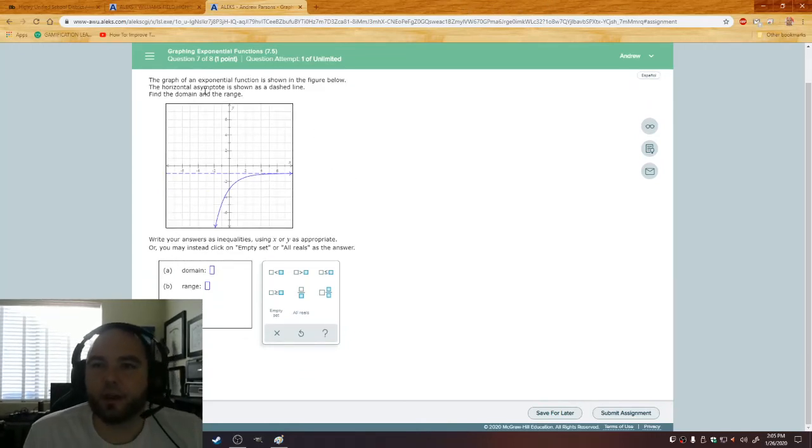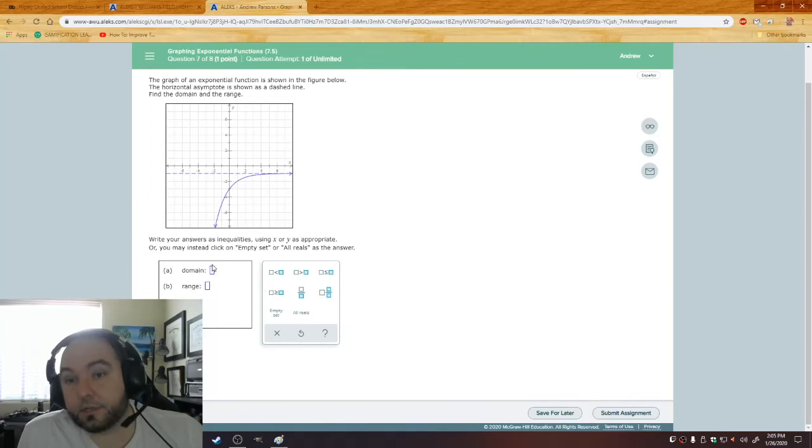This shows enough. The graph of the exponential function is shown below. The horizontal asymptote is shown as a dashed line. Find the domain and range. So they want you to state the domain and state the range. Guys, I got great news for you, and you can always guarantee you're half right on these.